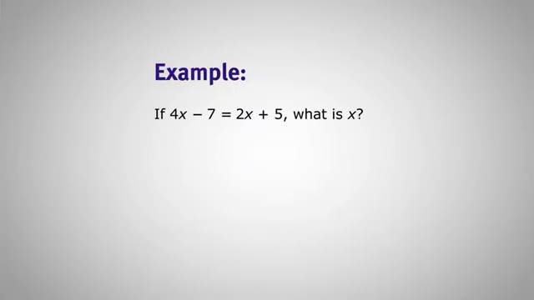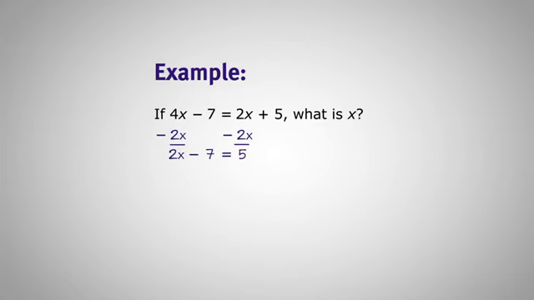Now let's take a look at an example to practice those 5 steps. If 4x minus 7 equals 2x plus 5, what is x? Now our first step is to eliminate those fractions. But as you can see, there aren't any fractions in the equation. So we can skip step 1 and move on to step 2, which is getting all of the variables on one side of the equation. We can accomplish that by subtracting 2x from both sides of the equation. When we do that, we're left with 2x minus 7 on the left-hand side equals 5 on the right-hand side.